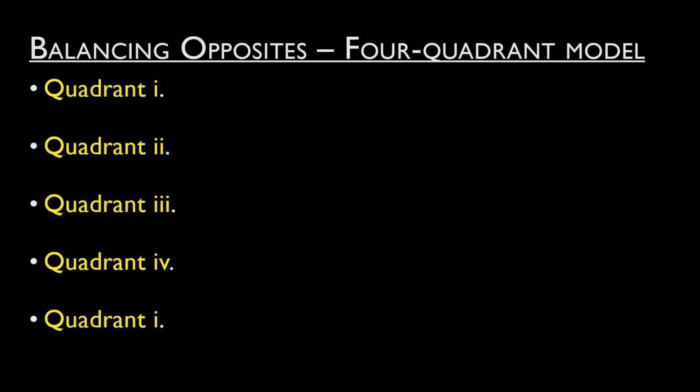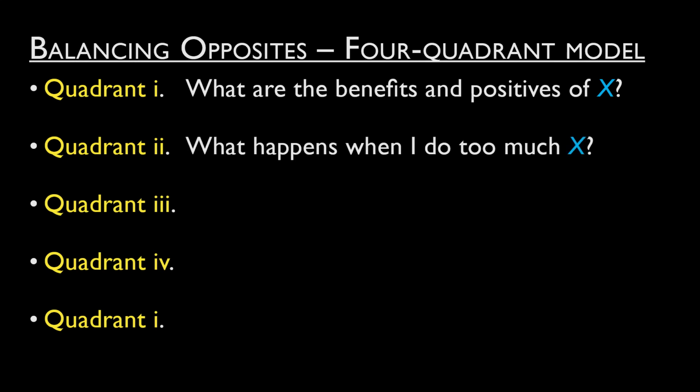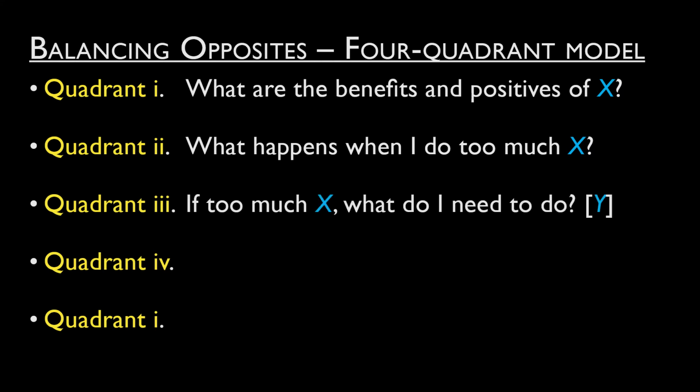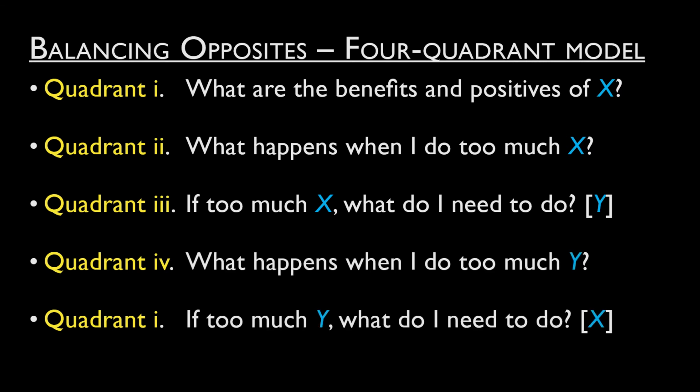These are the questions that we're going to ask to work our way through the quadrants. What are the benefits and positives of X? What happens when I do too much of X? If there is too much X, what do I need to do? And we'll call this balancing polarity Y. Now, what happens when I do too much of Y? And if I do too much of Y, what do I need to do? Return back to balance with X.